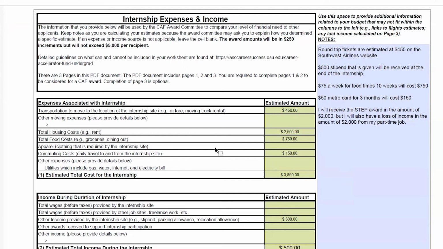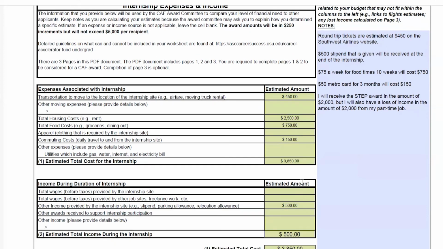There are no costs for apparel. For the commuting cost, there is a $150 cost because there's a $50 Metro card that will be required to take public transportation. The student will be there for 2.5 months for a total of $150. No other expenses. The estimated cost of the internship is $3,850.